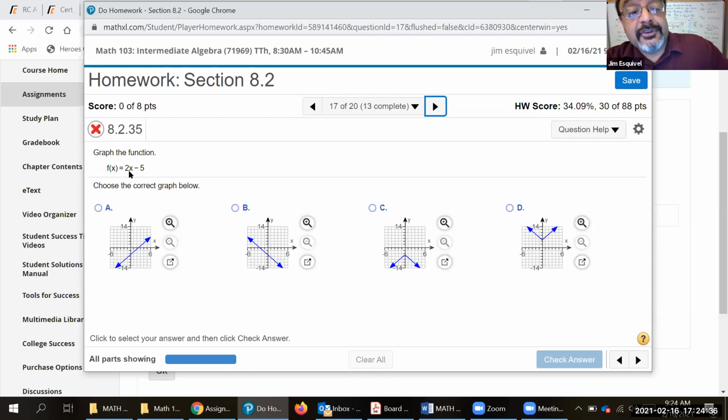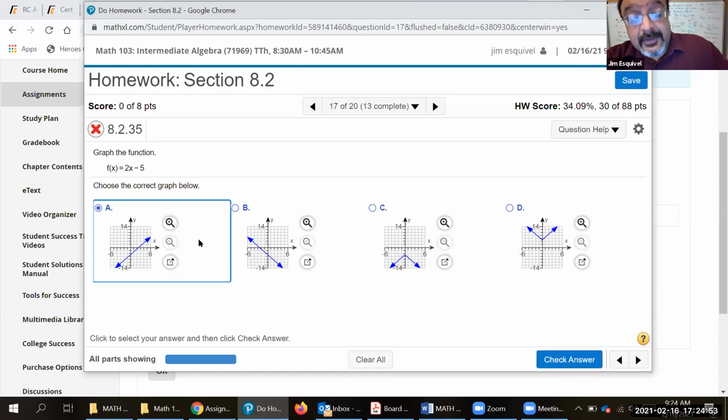Positive, positive 2. Only one of these lines has a positive slope. Is it A or is it B? A. So the only possible answer is A because it rises. The line rises. So you don't even have to worry about actually doing the graphing by hand.